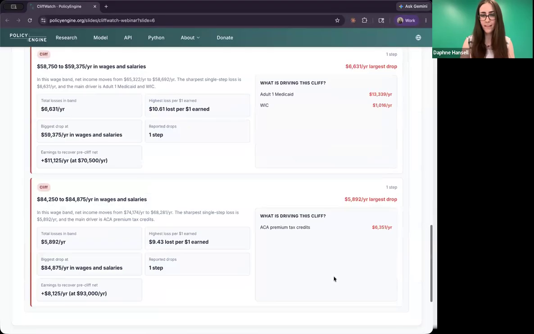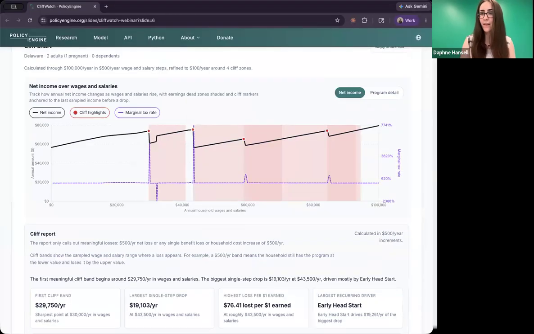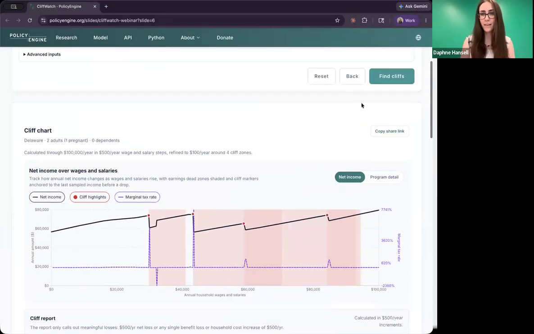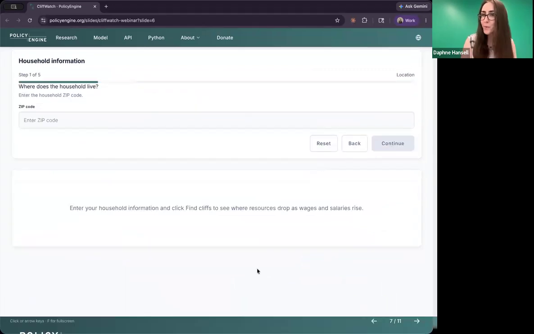So that is CliffWatch. Are there any questions from the audience before we move on to where we see this area going from here? Or any example households people would like to look at. Favorite zip code?